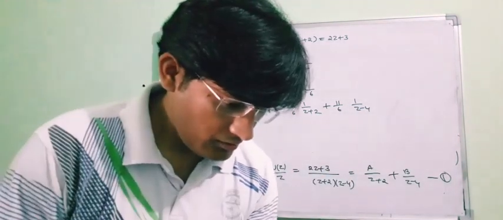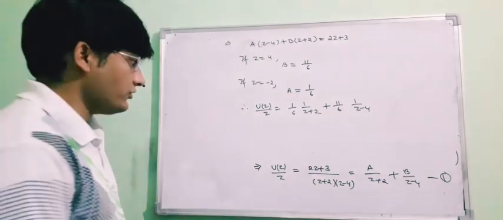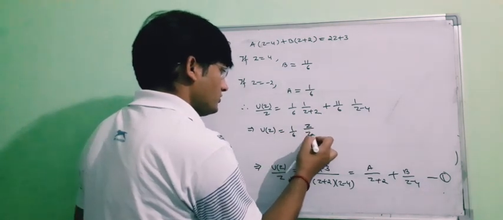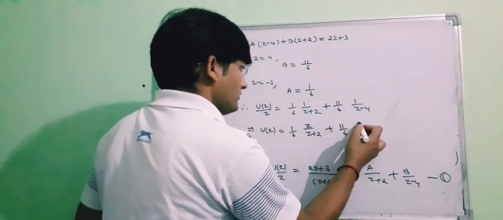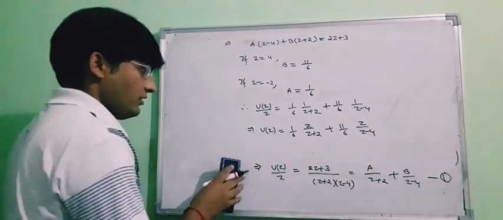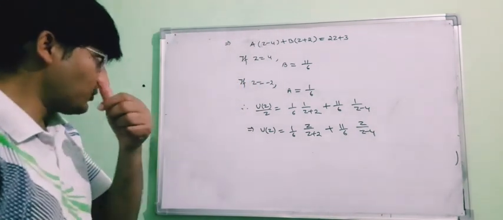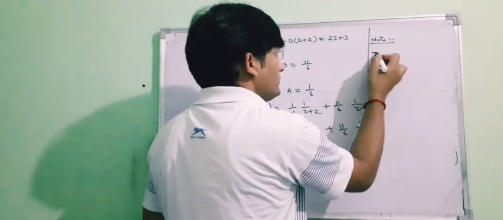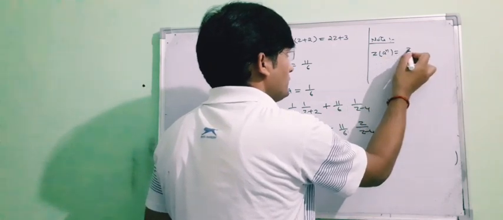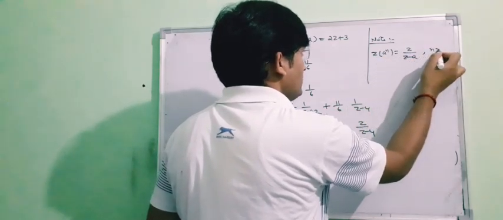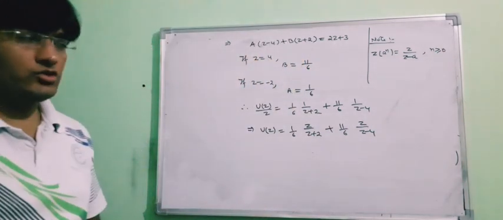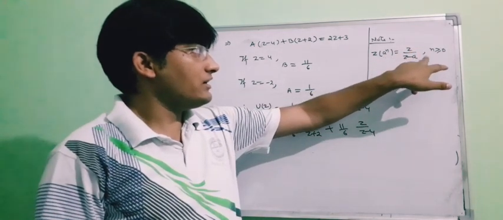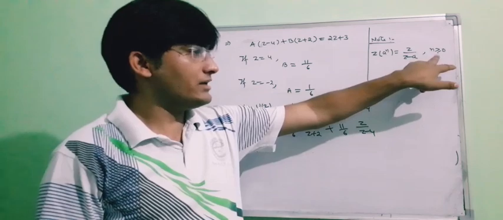So this is equal to, now let us cross multiply this z. So this will be equal to 1 by 6 z upon z plus 2 plus 11 upon 6 into z upon z minus 4. Now we have the inverse transformation. We know that the z transformation of a to the power n is z upon z minus a, when n is greater than or equal to 0.